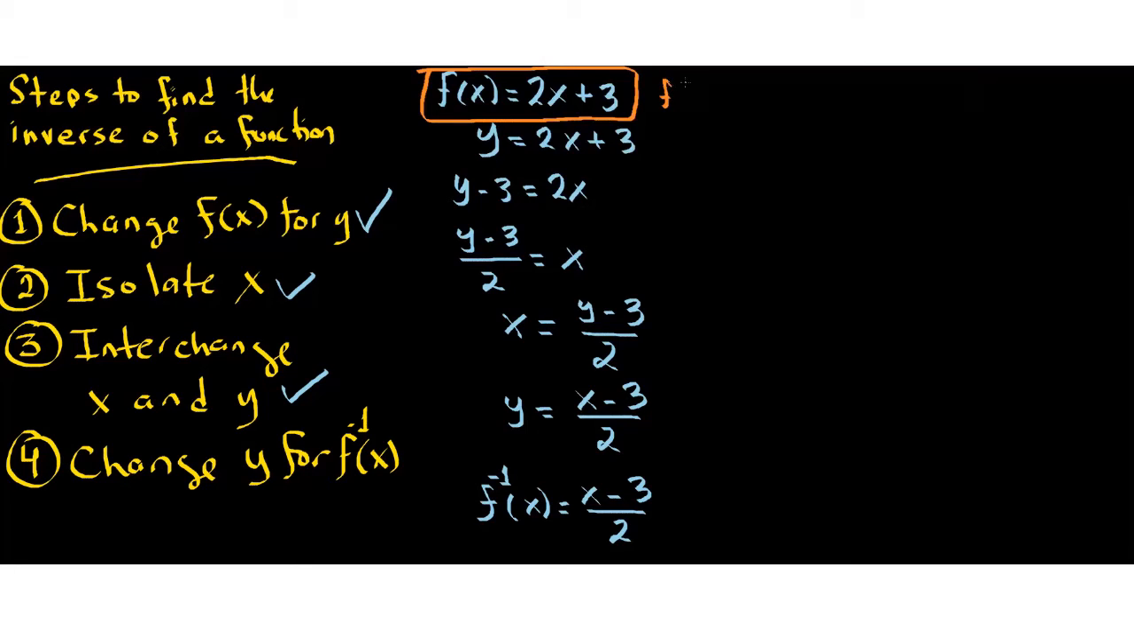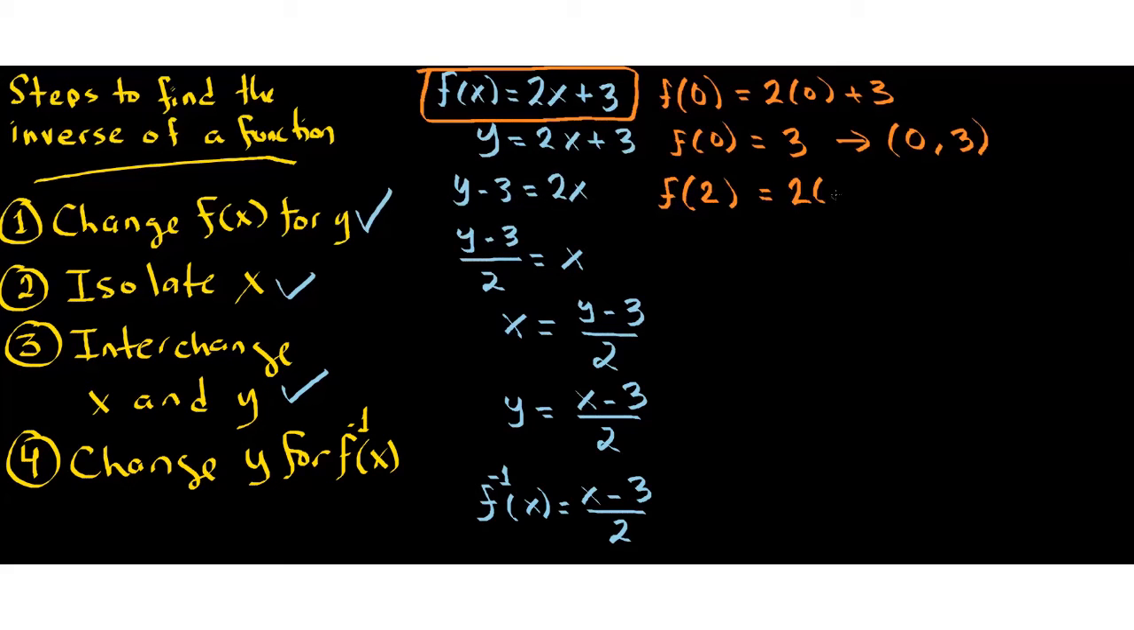With f of 0, the easiest one, it will be 2 times 0 plus 3, and I get that f of 0 is equal to 3. In other words, this function f of x is passing through the point (0, 3). Now I'm going to take value number 2, which will be 2 times 2 plus 3, and I get that f of 2 is equal to 7. In other words, this f of x passes through the point (2, 7).